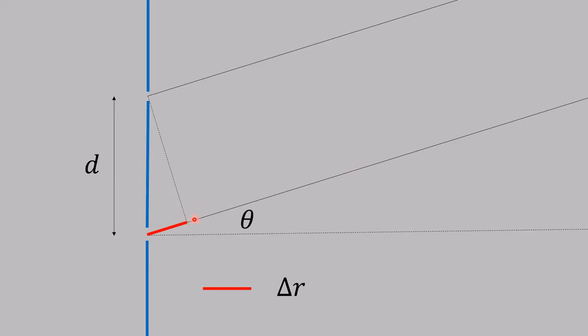And I know you're thinking maybe, wait a minute, they're not really parallel, right? If they have to meet at a point, then these rays are going to be tilted towards each other. That's true.